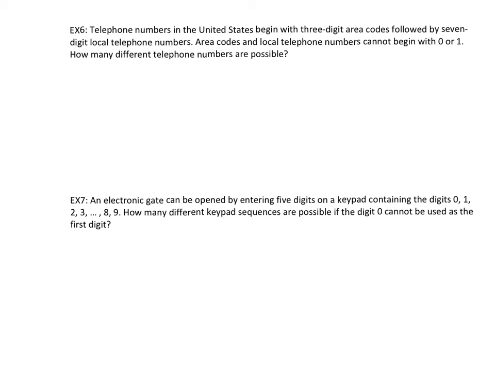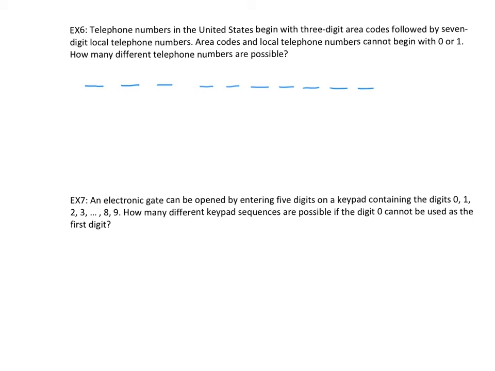So sometimes I just put a blank for how many choices I have. So the area code is 1, 2, 3 choices. And the telephone number is 1, 2, 3, 4, 5, 6, 7. Each one of these spots has a certain number of choices. They are their own group. So there's actually 10 groups.